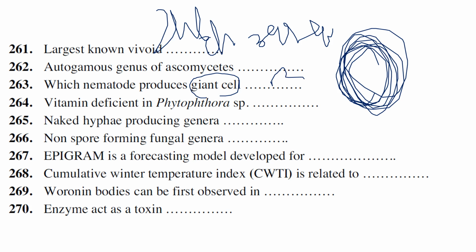So vitamin deficient in Phytophthora. So in Phytophthora generally biotin, no, not biotin. Yeast is deficient in biotin, but Phytophthora is deficient in vitamin B1, I think. So naked hyphae producing genera. Naked hyphae are produced by various kinds of genera like Bipolaris, Alternaria, Penicillium, Cladosporium. All these produce naked hyphae. So non-spore forming fungal genera, they produce no spores. You can take examples of resting structures like Sclerotium, Rhizoctonia, Claviceps. These are non-spore forming genera only. They produce no spores. Sclerotium and Rhizoctonia produce resting structures, that is sclerotia, right?